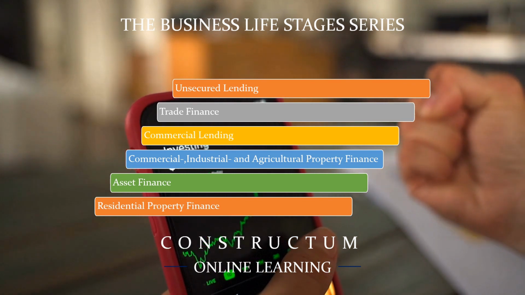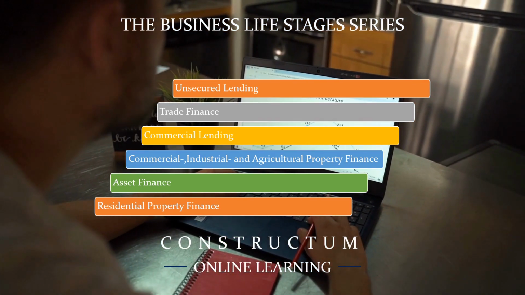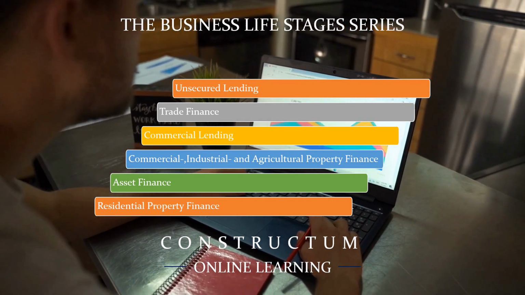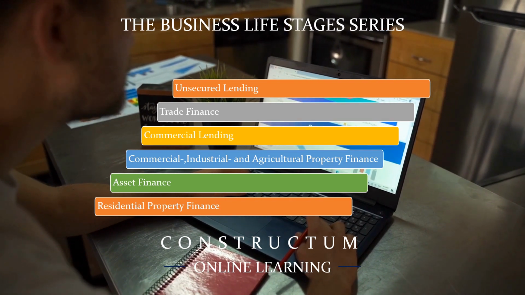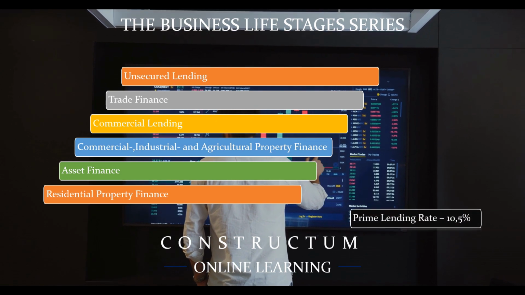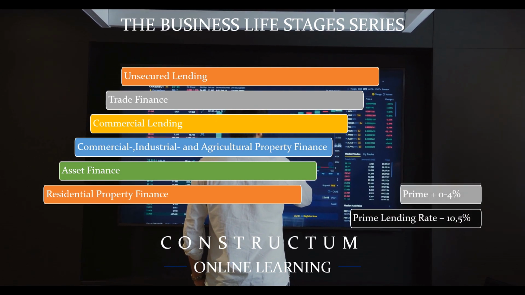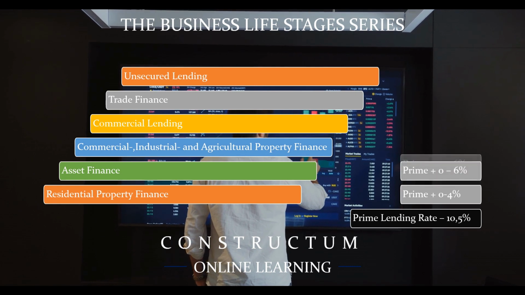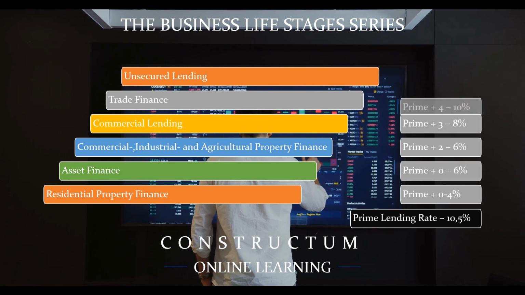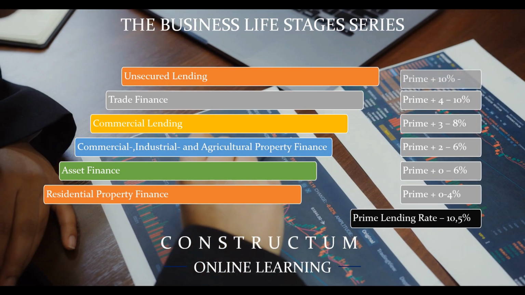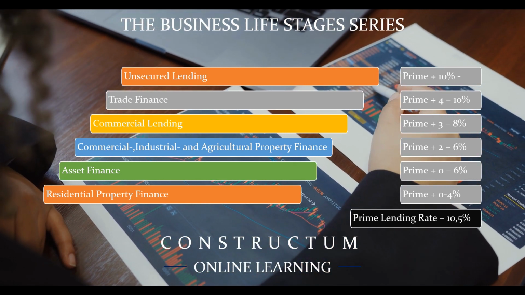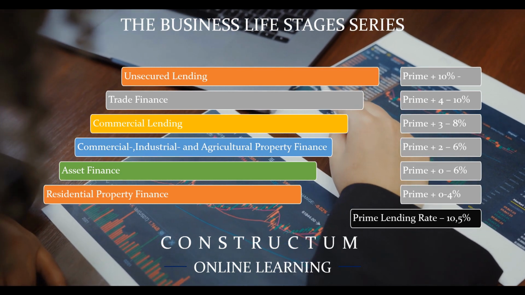Later on in the Business Life Stages series, I address each of the different categories of financing in detail. So look out for those videos. If you look at the graph, you will notice how interest rates are expressed as a rate of prime plus 1, 2, 3, 4% and so on. Can you see then how all the other rates derive from the prime lending rate? And if you remember what I said a few minutes ago, the prime lending rate derives from the repo rate.